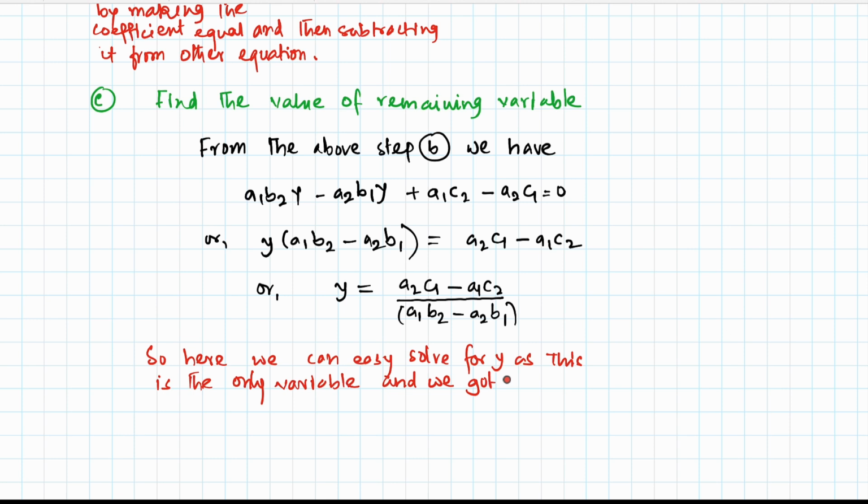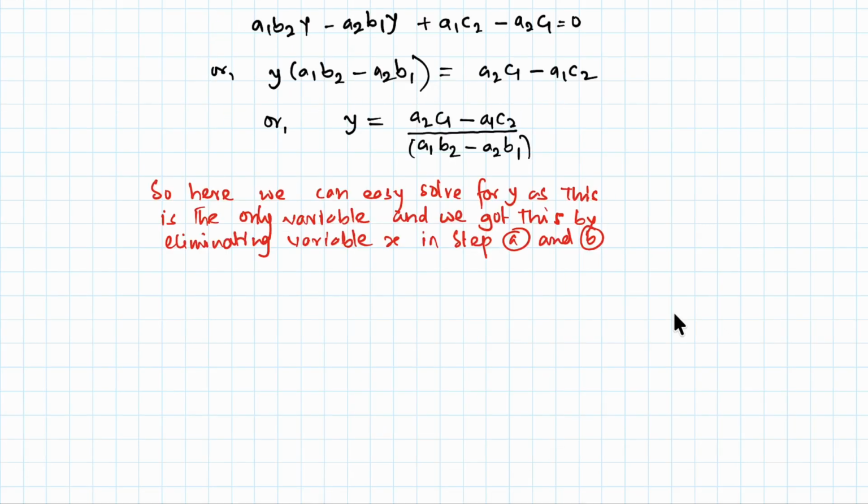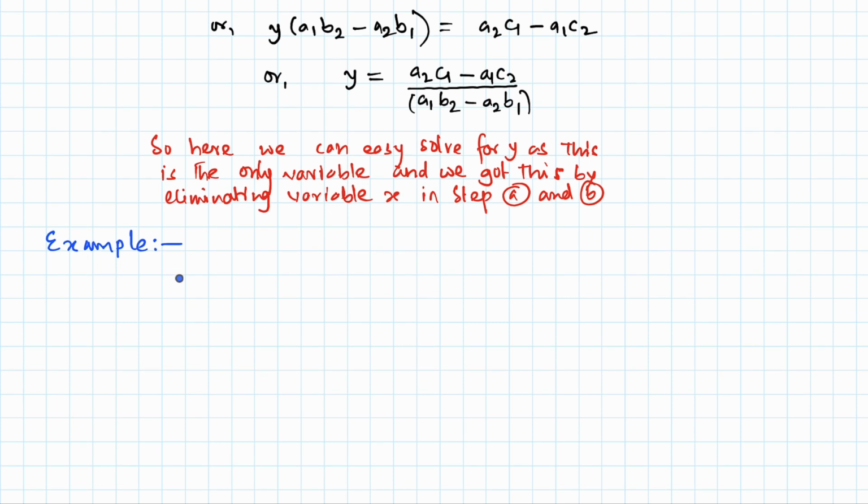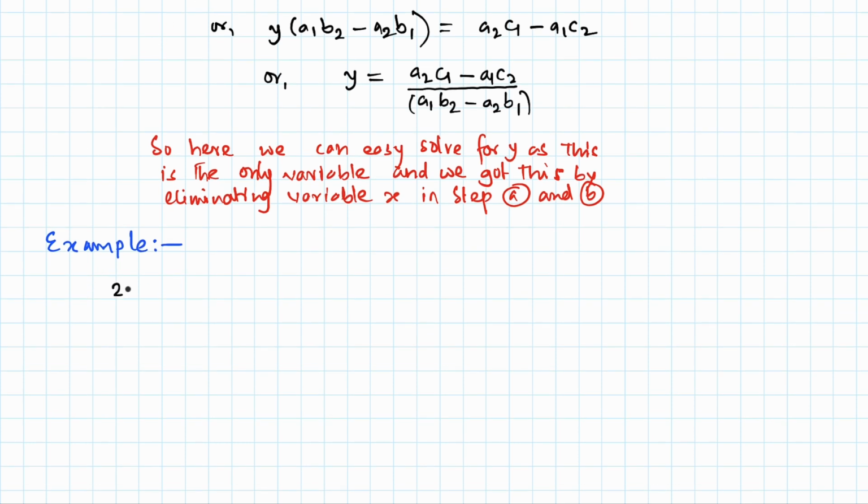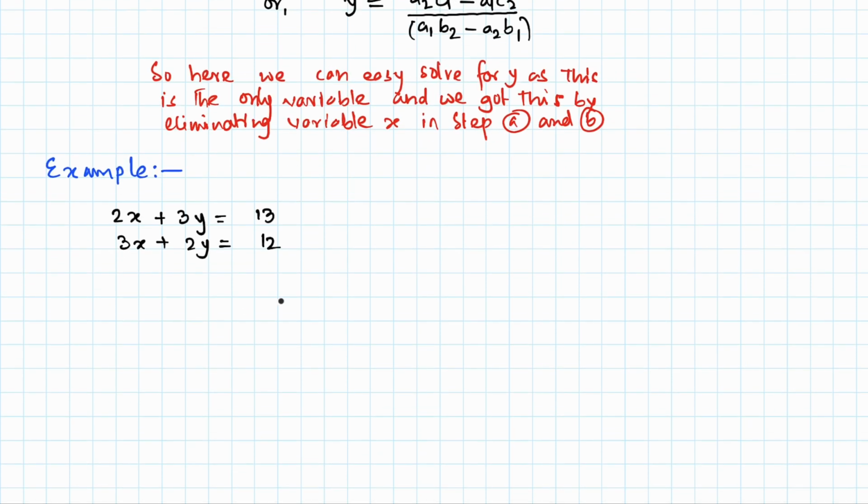So here we can easily solve for y, as this is the only variable, and we got this by eliminating the variable x in step A and step B. So this is the meaning of elimination of linear equations and the steps we have followed. Now let's take an example and use these steps to solve for x and y.